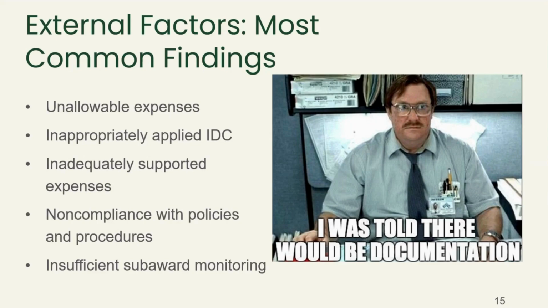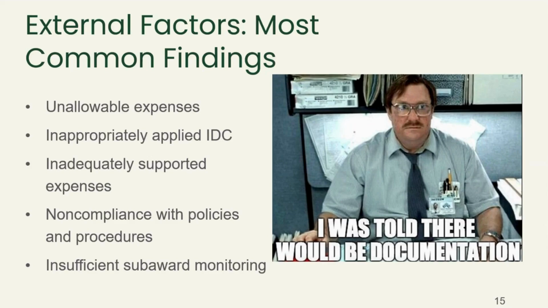Anyway, so the first one is, of course, unallowable expenses. Well, how do unallowable expenses make it onto our grant accounts? Do we have the controls or monitoring in place to keep this from happening or to identify and remove them if they do get on there?